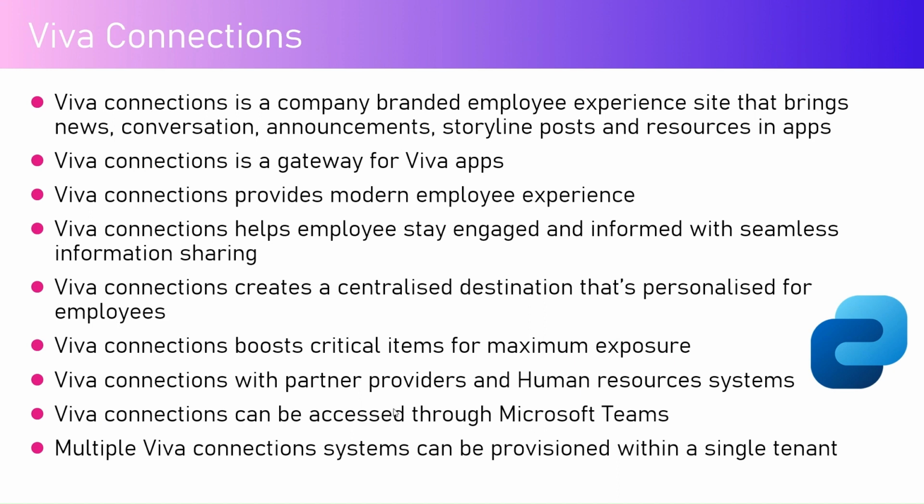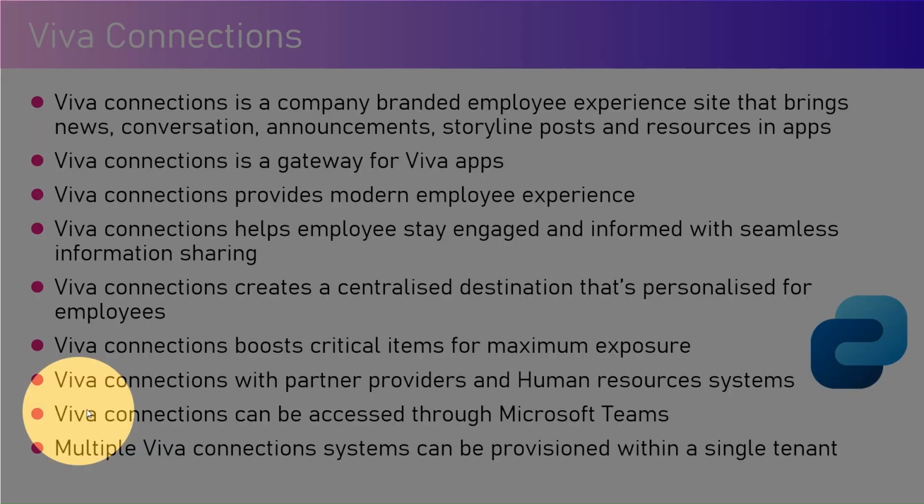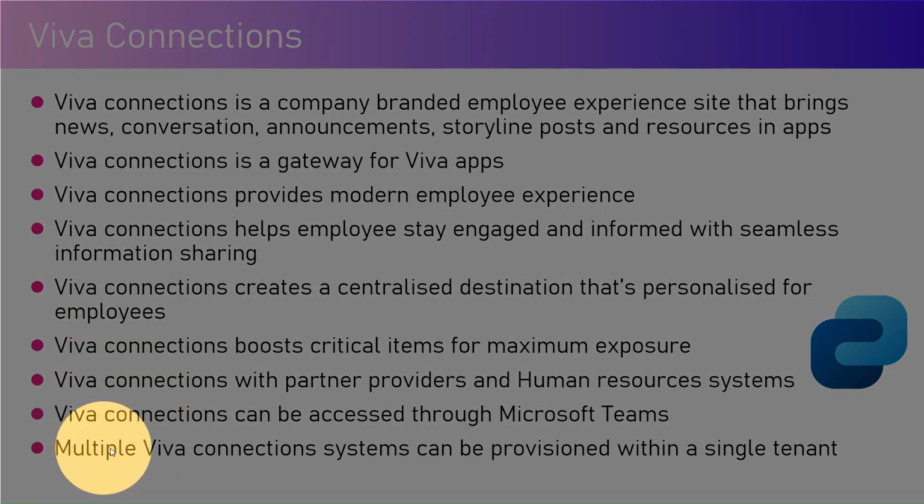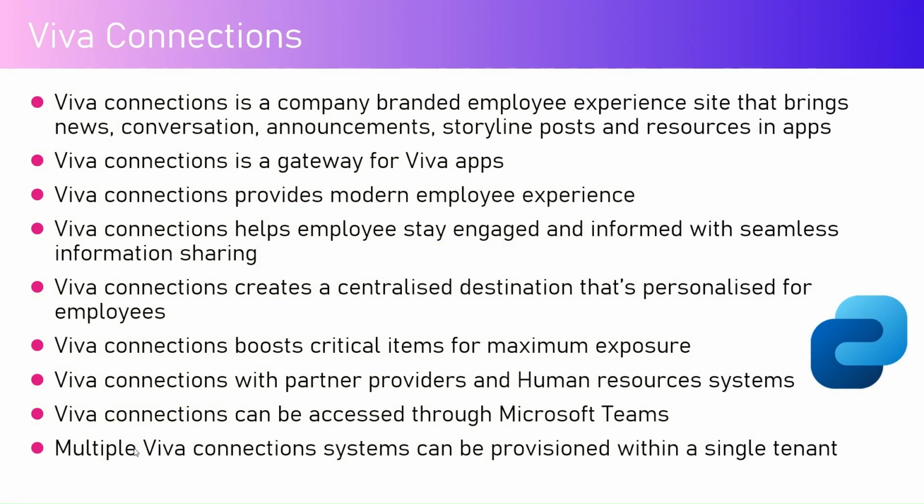Viva Connections can be accessed through Microsoft Teams as well. So there are multiple ways to connect. One is directly through the web application, and then there is a Teams app through which you can connect to Microsoft Viva Connections. Now, multiple Viva Connections systems can be provisioned within a single tenant. What does this mean? You can have multiple interfaces or multiple experiences within a single tenant. As I mentioned, Viva Connections is nothing but a SharePoint site in the backend.